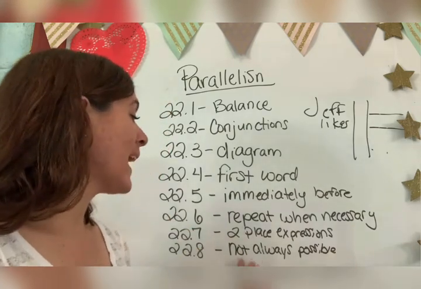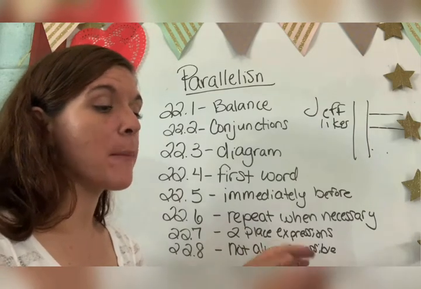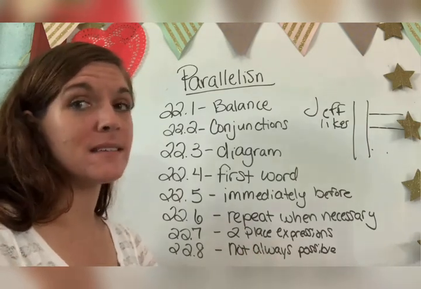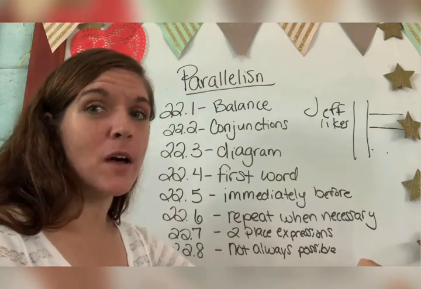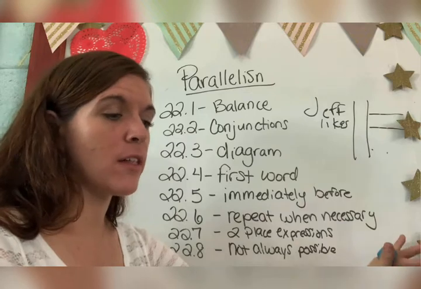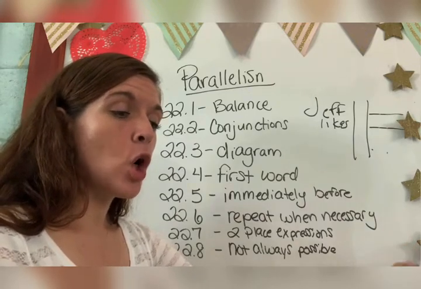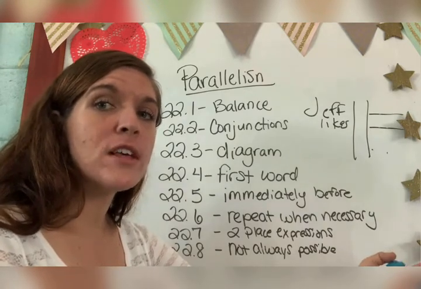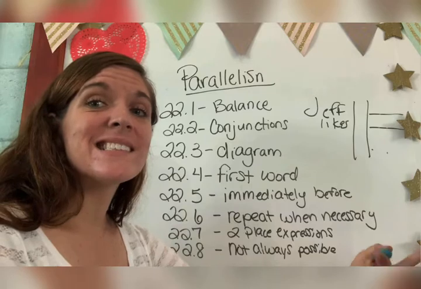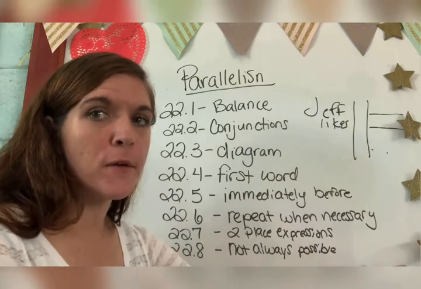And 22.8, not always possible. That's what I said right here. Absolute parallelism is not always possible or desirable because, look, there are different forms of adverbs, adjectives, and stuff like that. Look at the first one. This is acceptable: he greatly enjoys golf and fishing. Okay? Golf and fishing. Fishing here is the noun. That's what the sport is called, fishing.